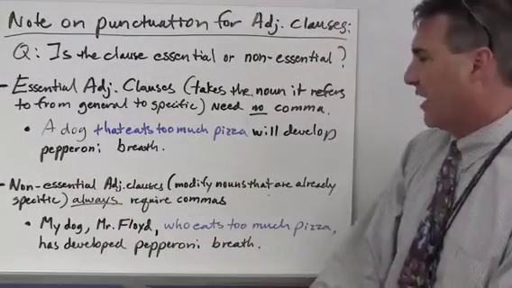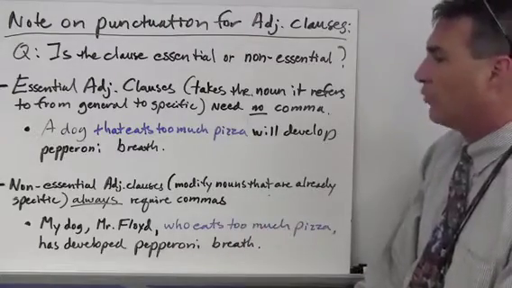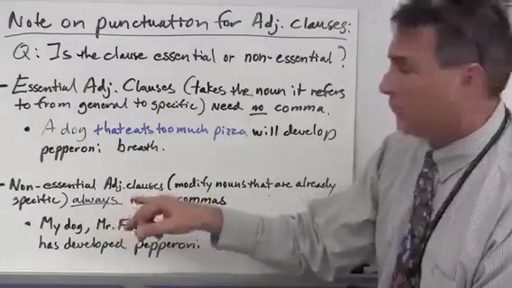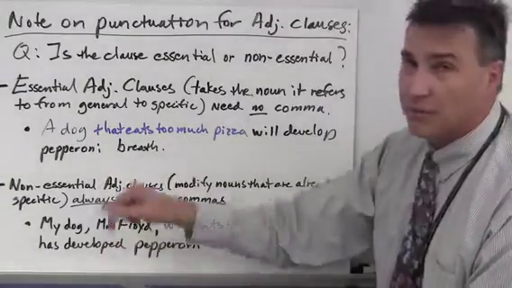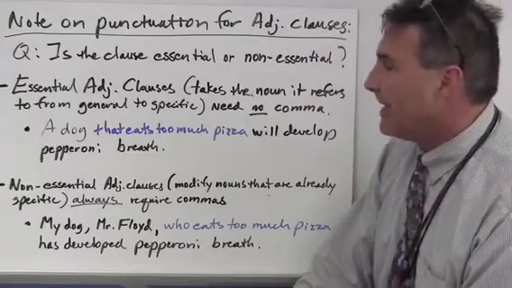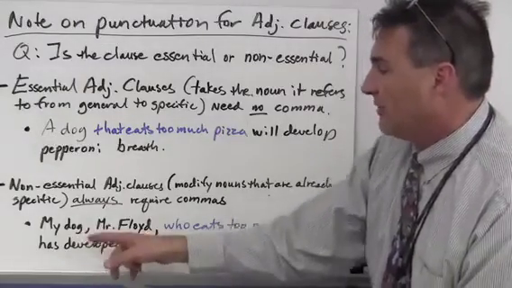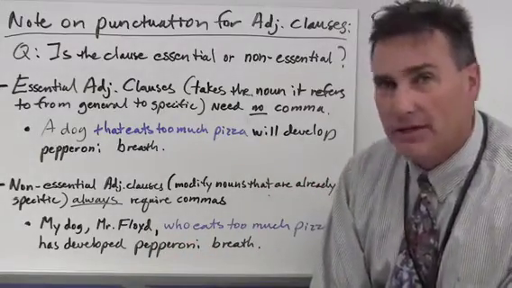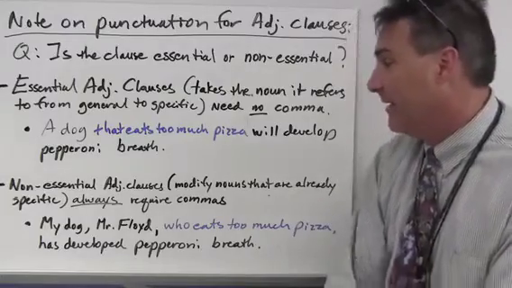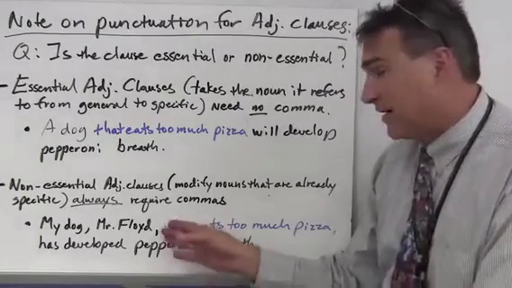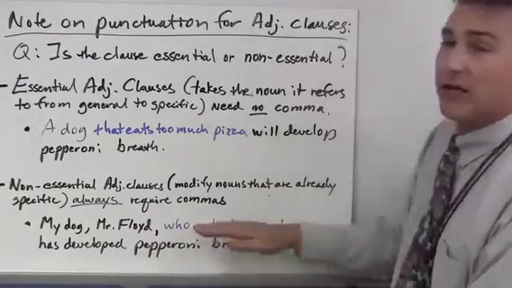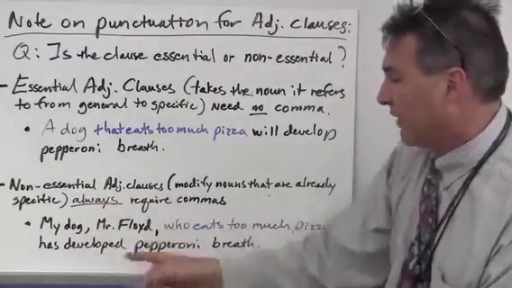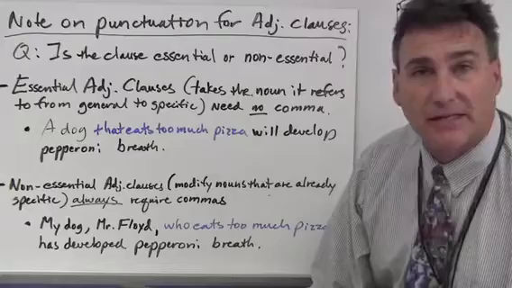A non-essential adjective clause is one that modifies nouns that are already specific. Just further modification. These always require commas. So that would go in your blank there in your notes, always require commas. Here's our example. My dog, Mr. Floyd. Stop. Which dog is this? Any old dog? No. This is Mr. Floyd, a specific dog. So we would need commas, because we've got enough. Never mind the subordinate clause for a moment in blue. Never mind that adjective clause. Just look at the black. My dog, Mr. Floyd, has developed pepperoni breath. Is that complete and does it make sense?